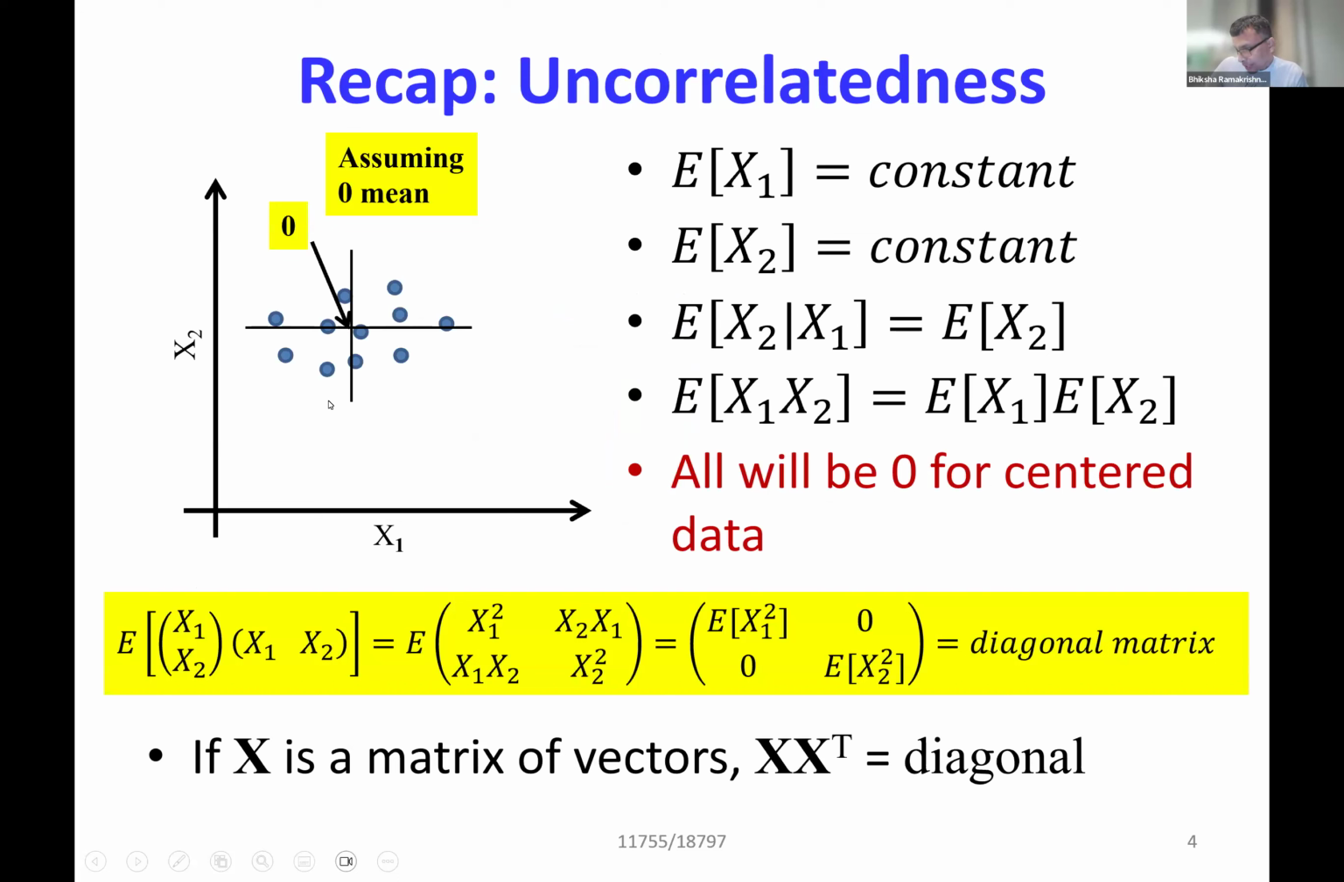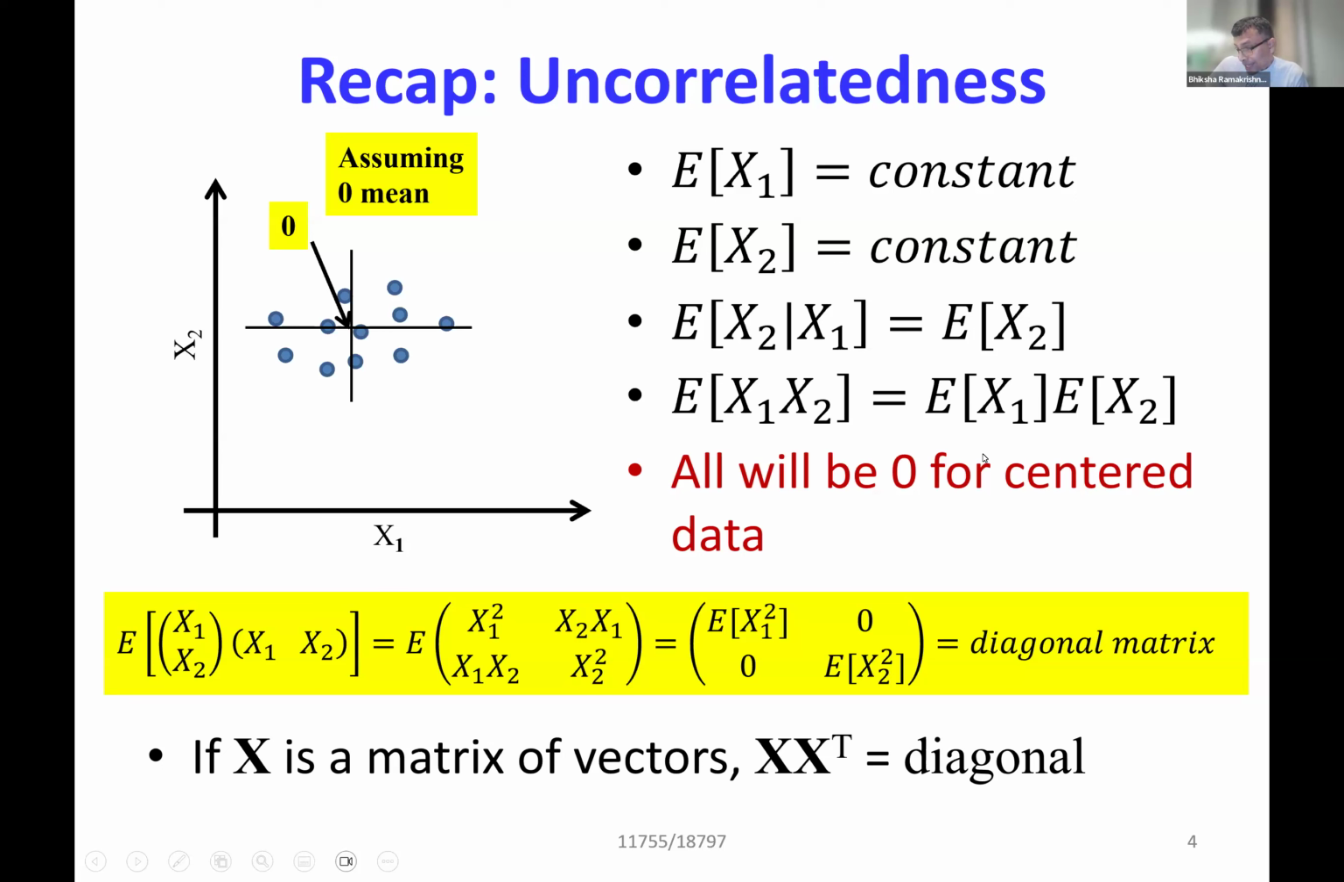If you have two variables, x1 and x2, then the expected value of x1 is going to be something, the expected value of x2 is going to be something. But the key point is that the expected value of x2 given x1 is always going to simply be the expected value of x2. So regardless of what x1 is, the expected value of x2 is the same. Also, as a consequence, and we can prove this, the expected value of the product of x1 and x2 is going to be the product of the expected value of x1 and the expected value of x2.